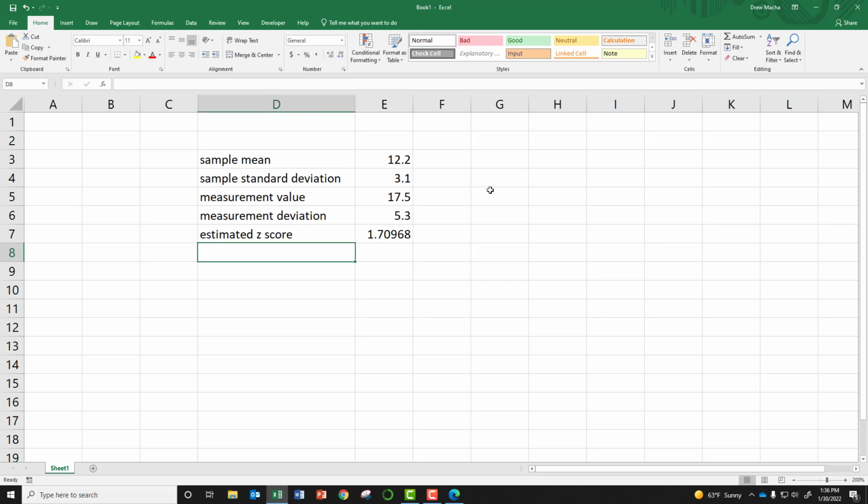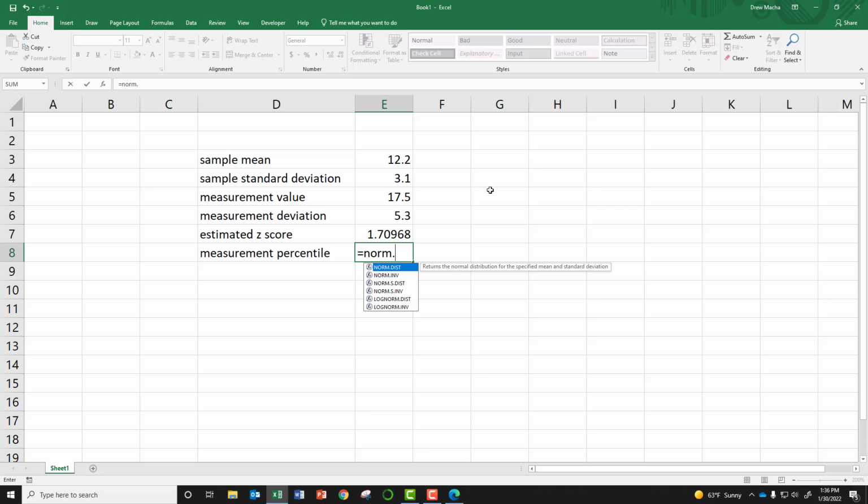And if I want to convert this to a percentile, so if I want to take the percentile of that particular measurement, then what I would do is I'm going to type in equals norm.dist, open parentheses, put in your z-score there, comma 0, comma 1, comma true, and then multiply times 100. So my measurement percentile, it looks like we're in the 95.6 percentile. You could round up and say it's the 96th percentile.